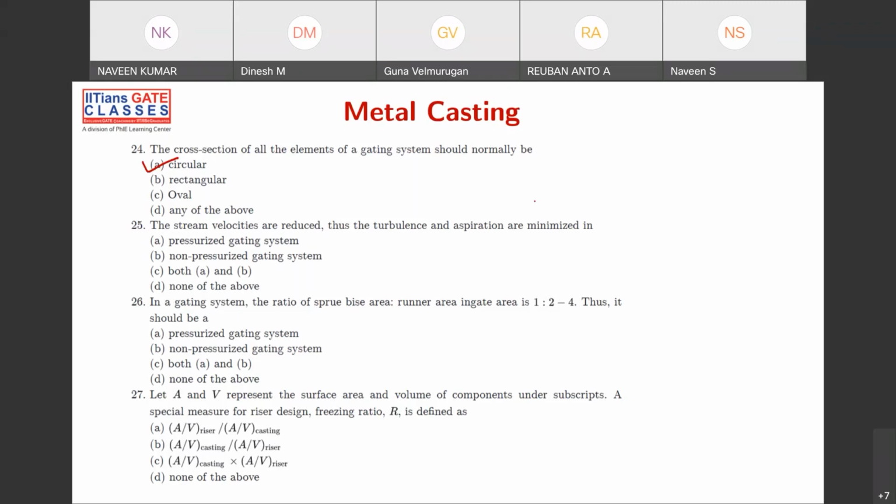Guys, okay, I'll tell you this. Let's say if at all this is the setup, and this is the bottom gate, whatever it is, and if your velocity is very high, here the turbulence will be very high because of full pressure.